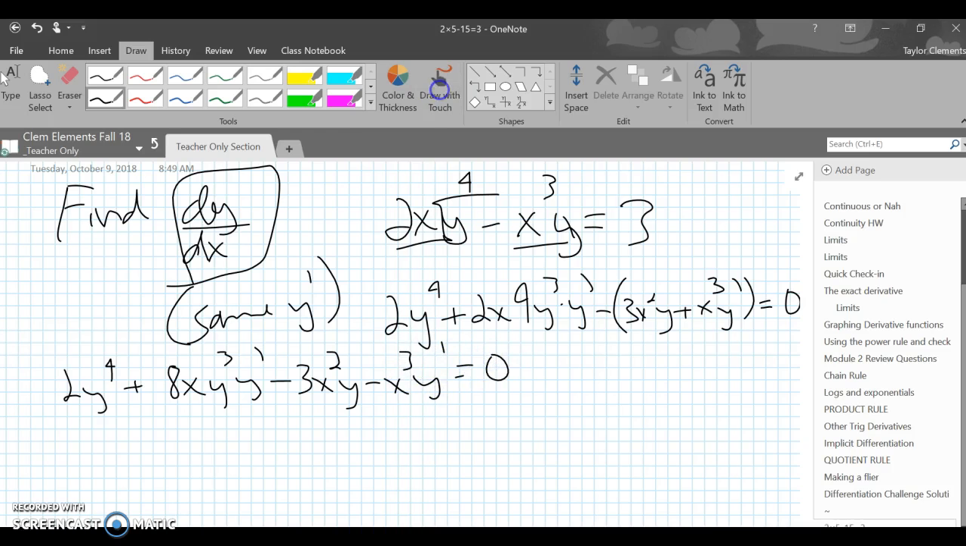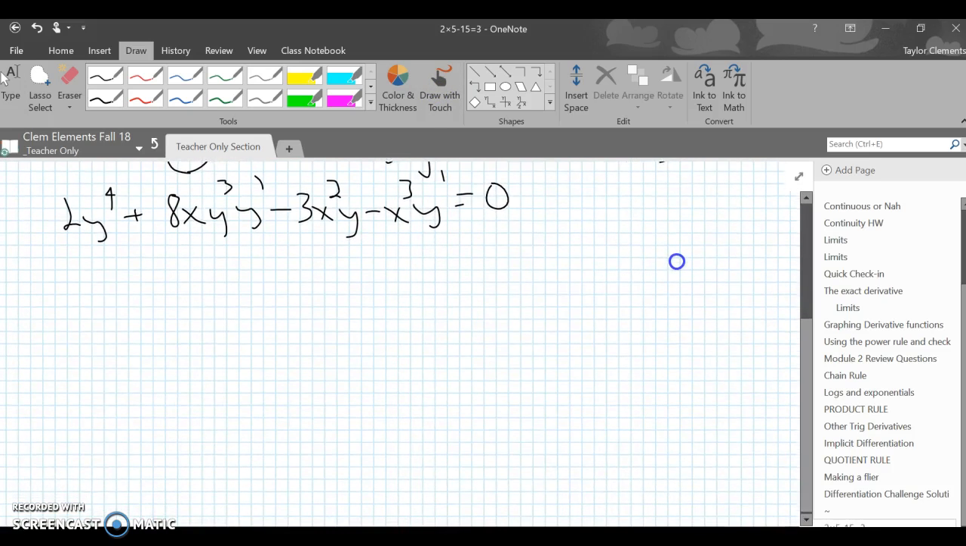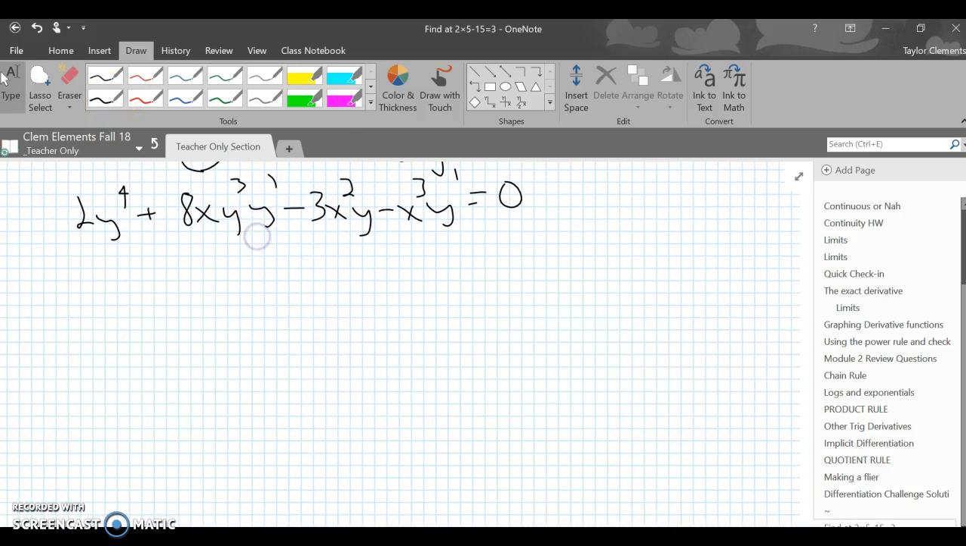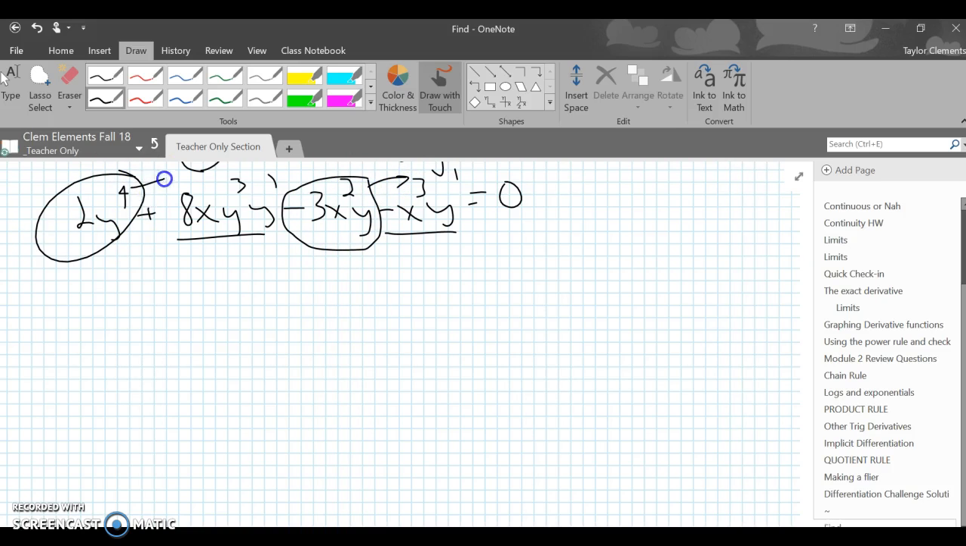Okay, so at this point, you found the derivative, but now you actually need to solve it for y prime. So you need to get some answer that says y prime equals. So this is a little tricky. You have to look where the y primes are. Right here and right here. Everything else needs to go the other side. So this guy, this one, they need to go the other side.